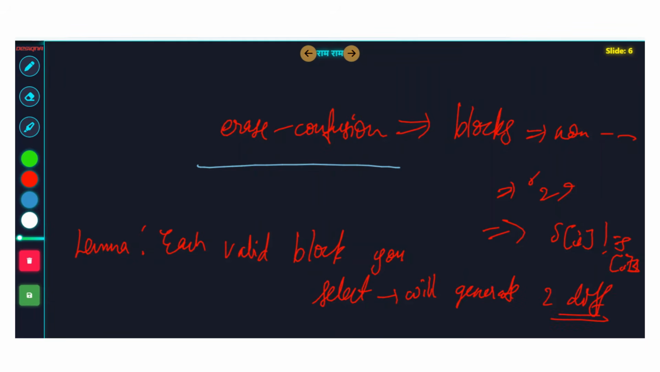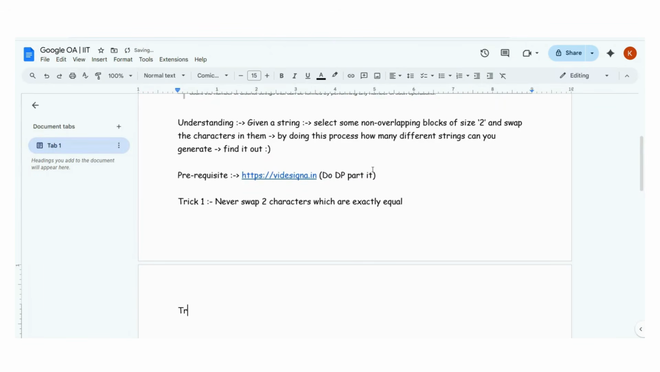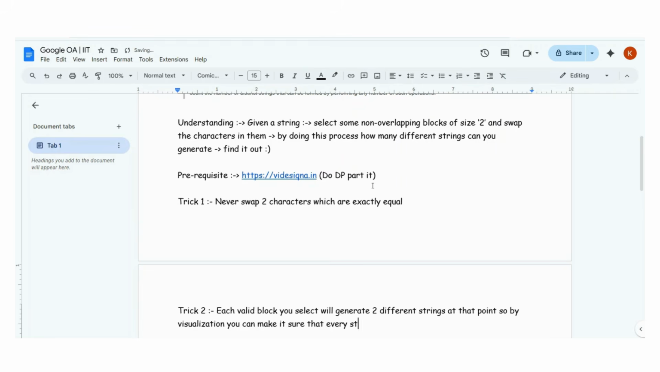Hence, each valid block you select will generate two different strings at that point. So by visualization, you can make sure that every string you generate will be distinct.